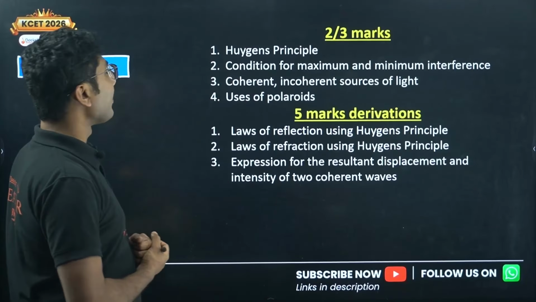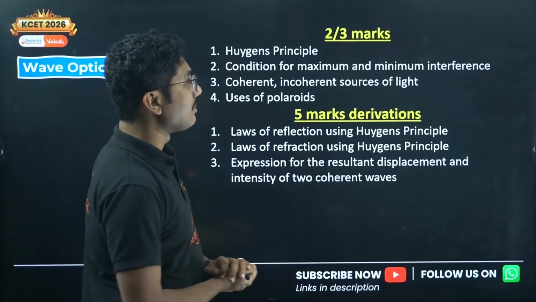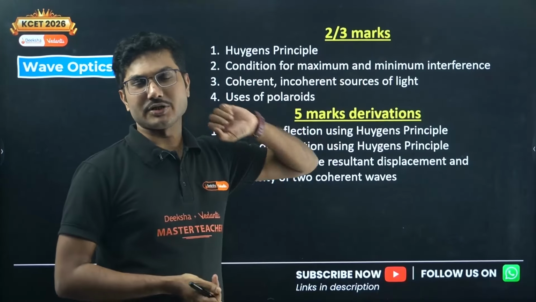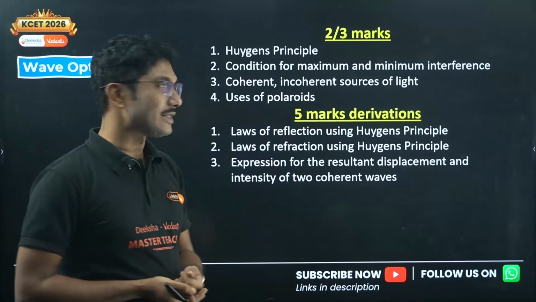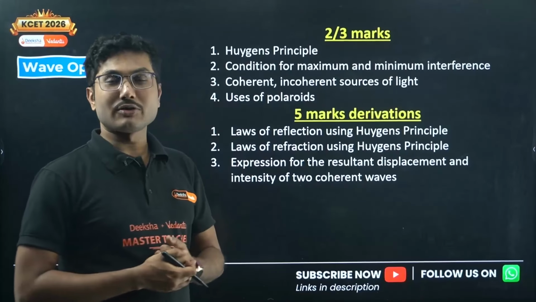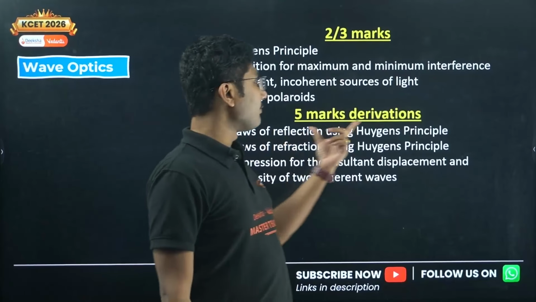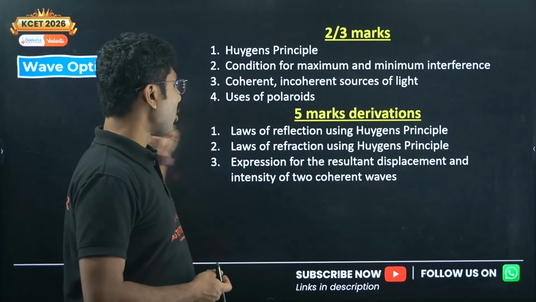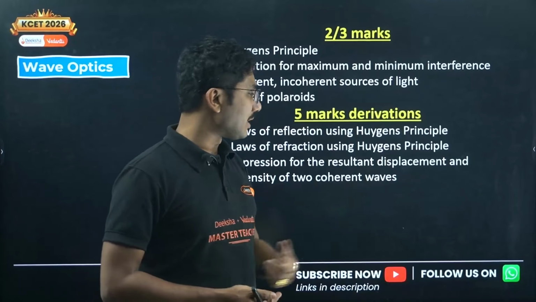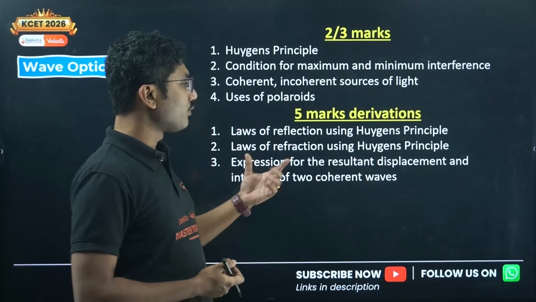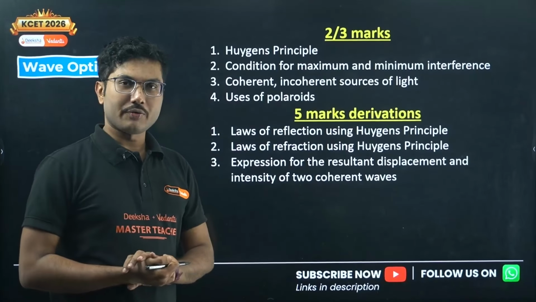Now in the chapter wave optics, we have Huygens principle, conditions for maximum and minimum, interference, just the conditions, no derivation, coherent and incoherent sources of light and their differences, use of polaroids, so how the polaroids are used, this is very, very important. Next, laws of reflection using Huygens principle, laws of refraction using Huygens principle, expression for the resultant displacement and intensity of 2 coherent waves. So this is a new question that is being added in your model question paper.